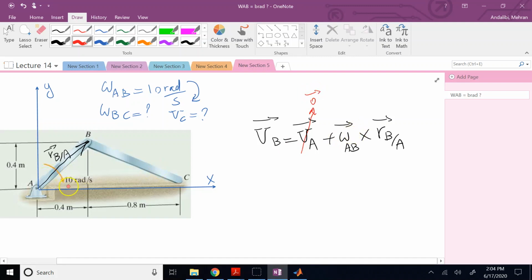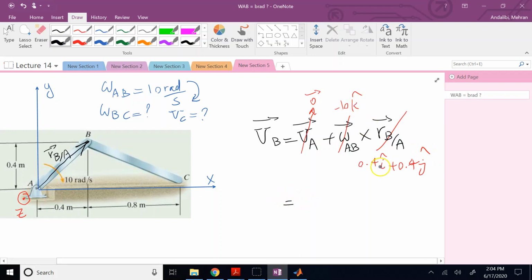Omega AB is 10, but it is clockwise, and since Z here is out of the board, clockwise is into the board, so this is going to be negative 10 times K. It is in the negative K direction. R of B with respect to A, you see, is 0.4 units forward and 0.4 units upward. So this is going to be 0.4I plus 0.4J. And so if you simplify it, what would you get?